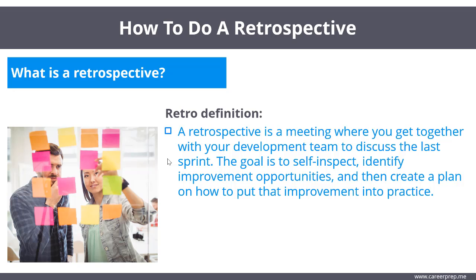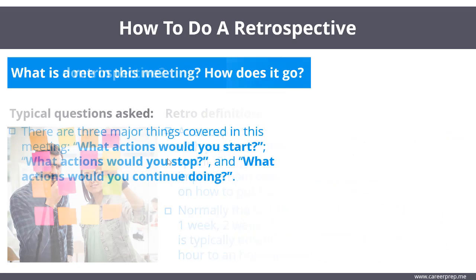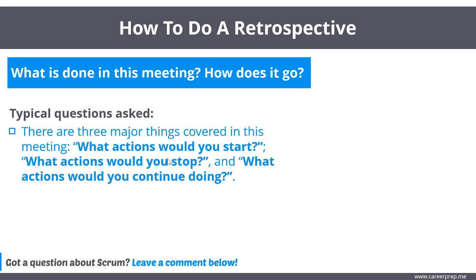that improvement into practice. Normally, the last sprint we're referring to is the last 1 week, 2 weeks, or 1 month of work. This meeting is typically time-boxed. For example, you allocate maybe an hour to an hour and a half to discuss the work that was done in the last sprint or sprints. So now that we know it's a meeting to discuss past work and ways we can improve moving forward, what exactly is done in the meeting and how does it go?